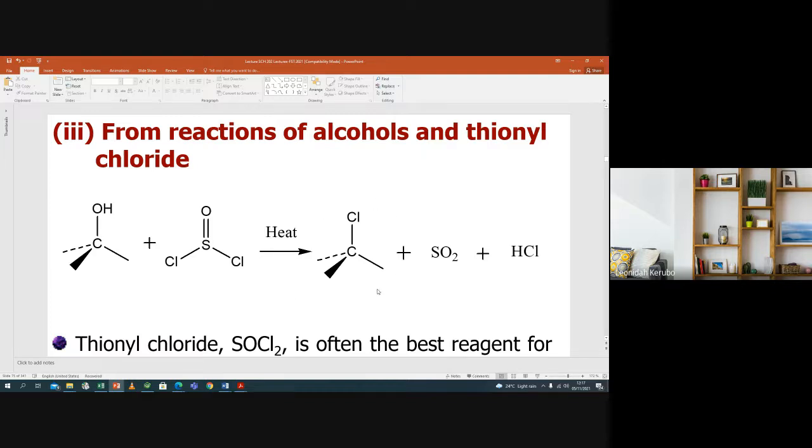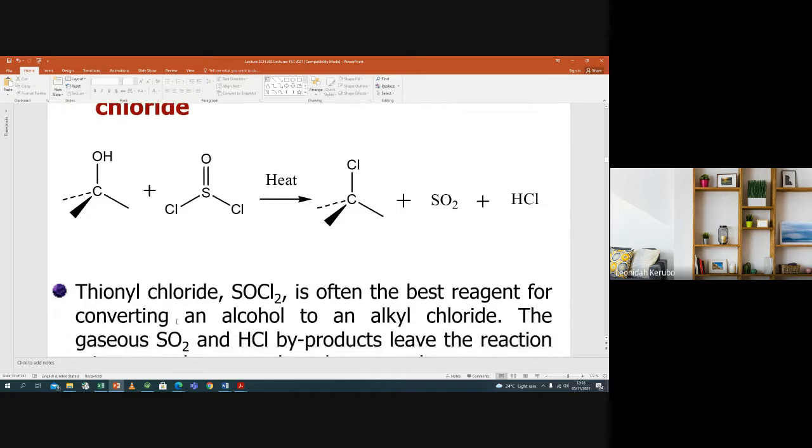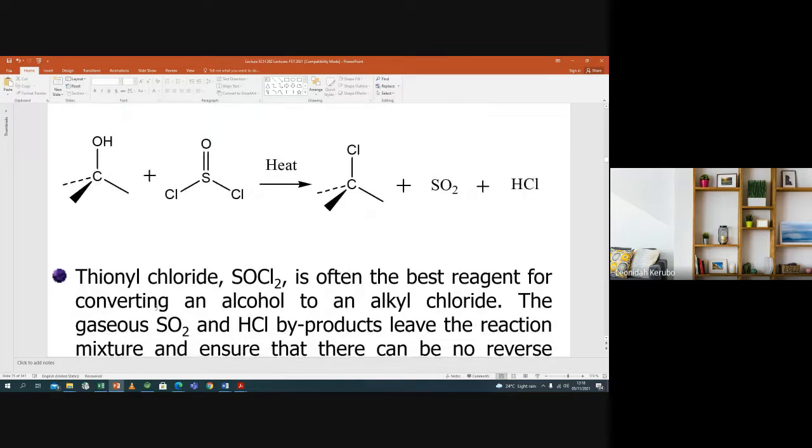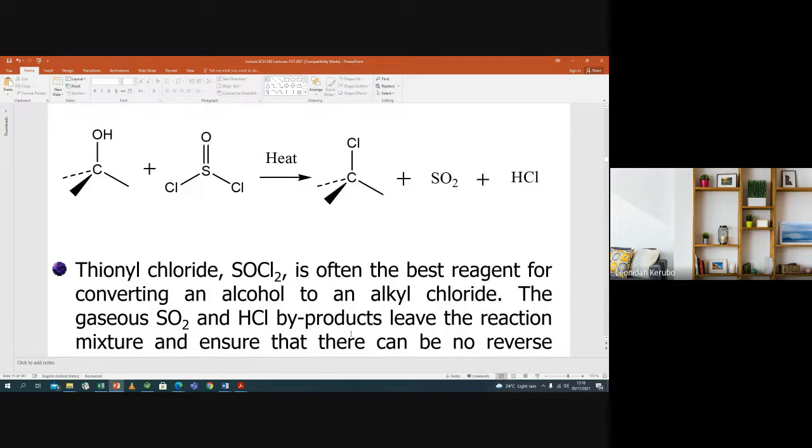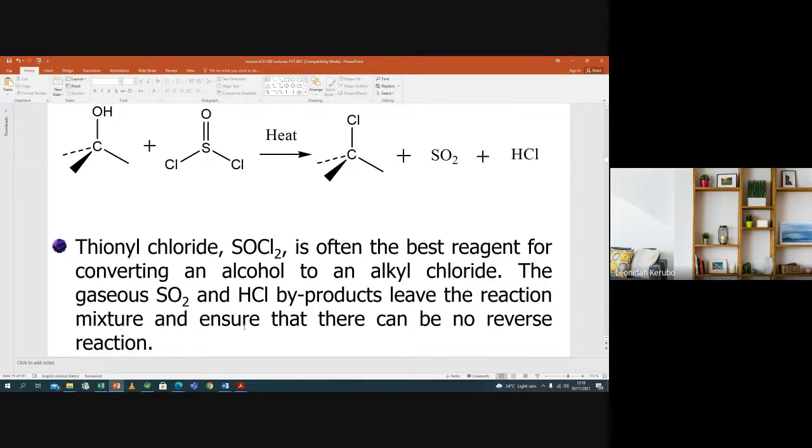And another reason why this is a better way of synthesizing alkyl chlorides is because you will have these gases evolving from solution, so you cannot have them reacting with the major product to get the reactants. Remember, when you have reactions, there's usually also a reverse reaction towards forming the reactants. So this is not able to happen because the sulfur dioxide and HCl will already be evolved from solution. So thionyl chloride is often the best reagent for converting an alcohol to an alkyl chloride. The gaseous sulfur dioxide and HCl byproducts leave the reaction mixture and ensure that there can be no reverse reaction.